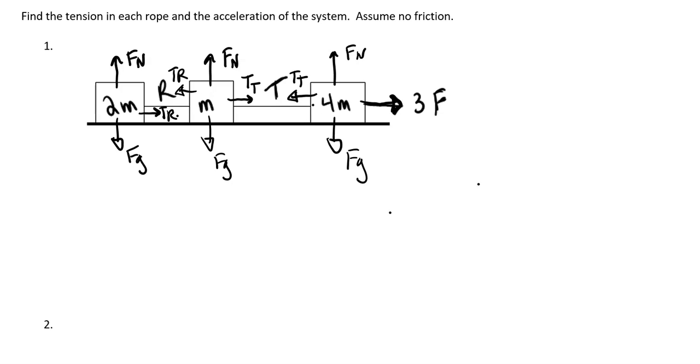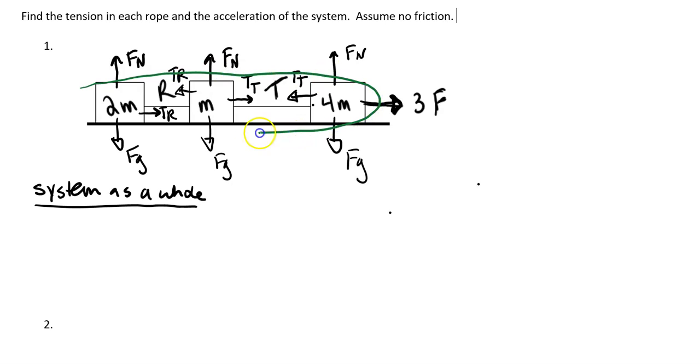So the first thing I'm going to do when I look at this whole system is find the acceleration of the system. So to find the acceleration of the system, I'm going to look at the system as a whole. Okay. So I'll look at it as this whole entire thing. So I'm going to look at F net in the x direction for this whole entire system.